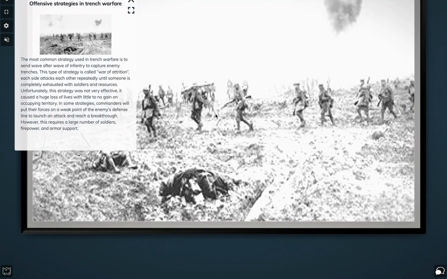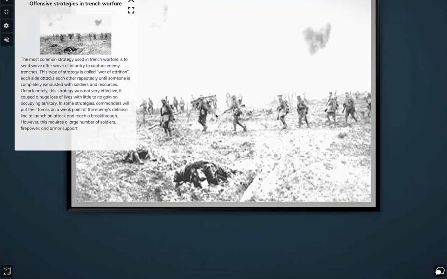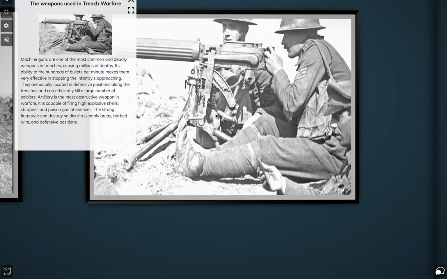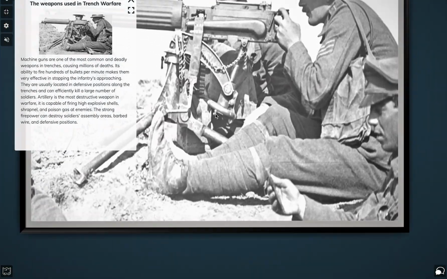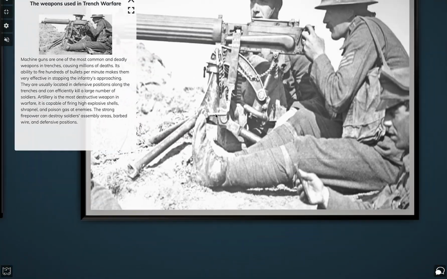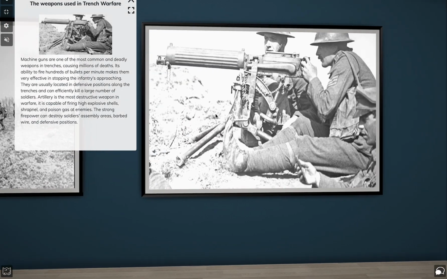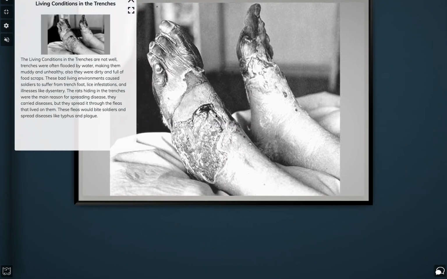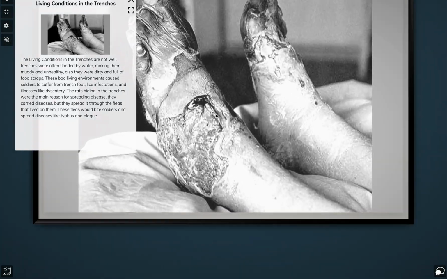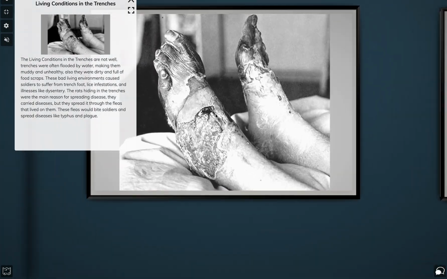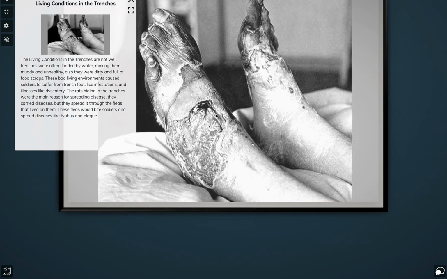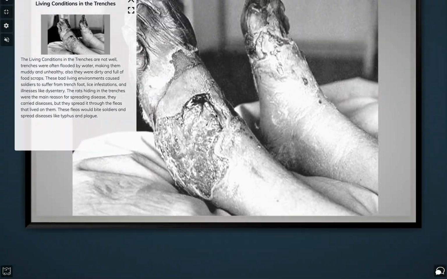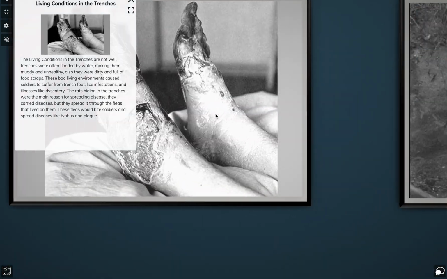And this picture is about some strategies in trench warfare, for example, the war of attrition. And this picture is about the weapons used in trench warfare, like machine guns and artillery. The machine gun is the one in this picture. This picture is the trench foods, the soldiers' food, because they lived in the trenches for a long time, and the trenches are always flooded by water, so a lot of them got trench foot.